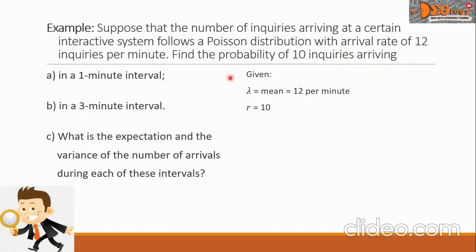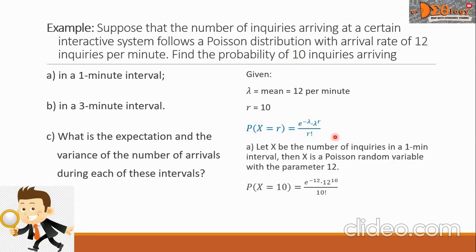For our solution, let us collect the given of the problem. The lambda is the mean and it is equal to 12 per minute. The R is this value 10. Now, the formula for the Poisson is here. Let us solve for letter A. Let capital X be the number of inquiries in a 1-minute interval. Then, capital X is a Poisson random variable with the parameter 12.